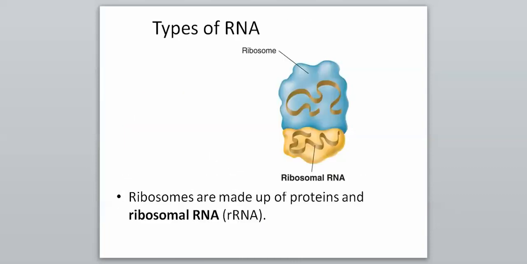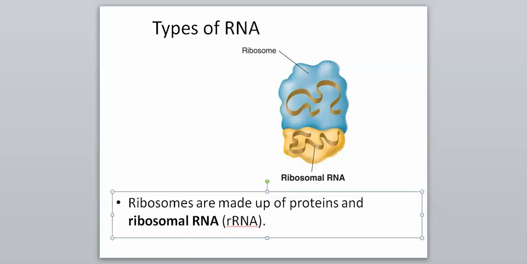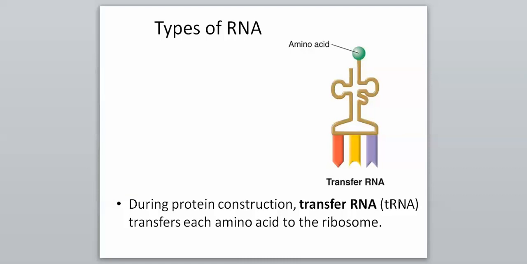The next one is ribosomal RNA, or rRNA. This one is really simple because it just makes up ribosomes. Ribosomes are made up of proteins and ribosomal RNA. Pretty simple.